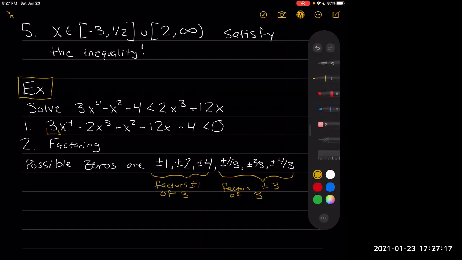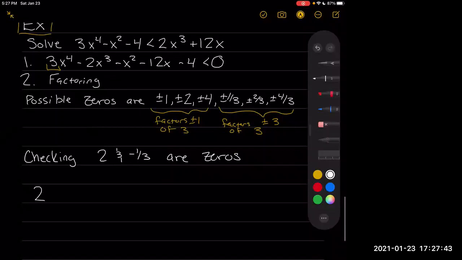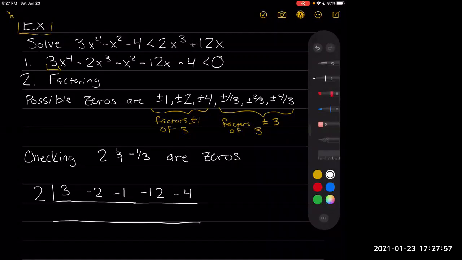Okay, so now we're going to check which ones are actually zeros. And we will find that 2 and -1/3 are zeros. So factoring them out with synthetic division, I'm going to work with 2 first. We'll see that 2 dividing 3, -2, -1, -12, -4, bring our 3 down.